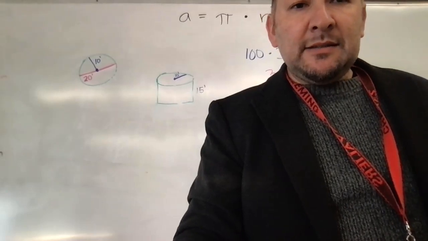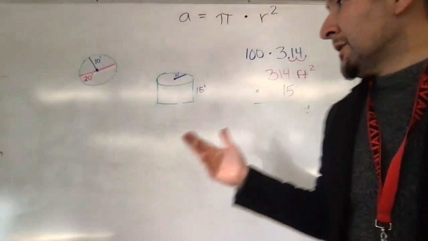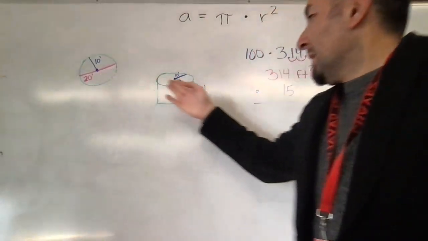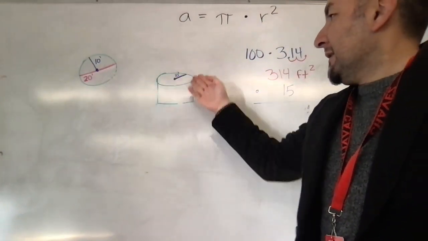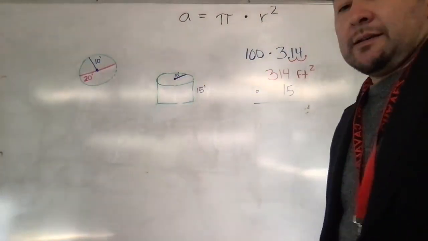So if that makes sense, now you have the ability to do both. Find the area of a circle and the volume of a cylinder by finding the area of the circle and multiplying it times the height.